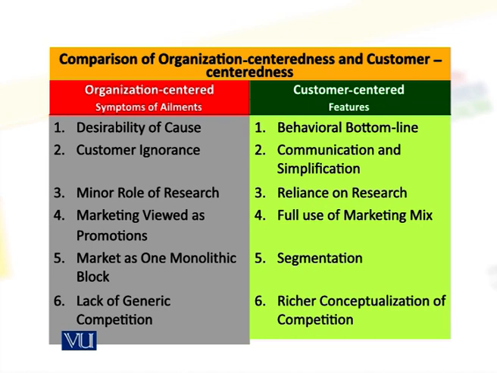The organizations that are customer-centered, on the other side, have a very rich conceptualization of competition. Now, these are the six ailments which one set of organizations suffer from, and six features which the more successful, or rather highly successful, organizations have as their prime character. These are the features which can be used as treatment for those organizations which are ailing. Let us now talk about these features one by one in detail.